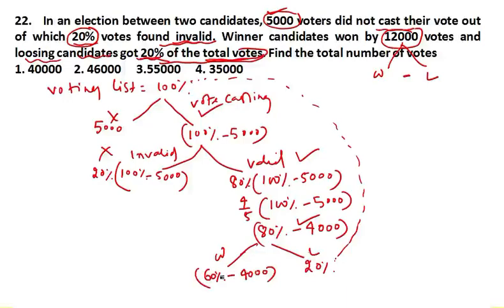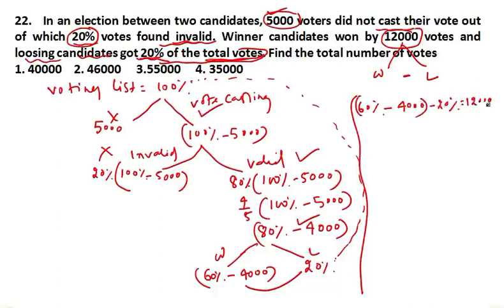It should be very clear. Now their difference is given as 12,000. So just take out their difference. Their difference is 60% minus 4,000 minus 20%, and their difference is given as 12,000. If you subtract, you get 40%, and this minus 4,000 will go to that side, so you have to add 4,000 here. So it will become 16,000. So 0 and 0 will get cut.